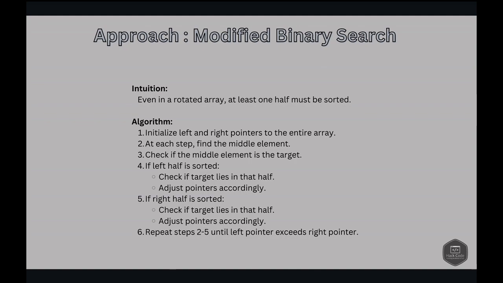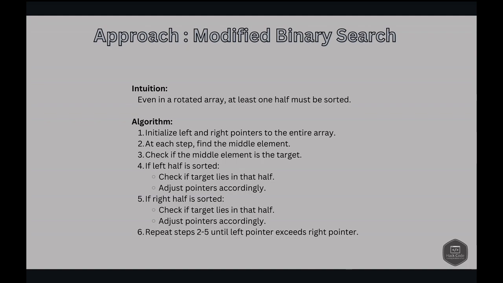We generally start with left and right pointers for binary search, and at each step we find the middle element of the current range. We check if the middle element is equal to target. That's the happy path scenario. If mid is equal to target, then we return the index of this element.